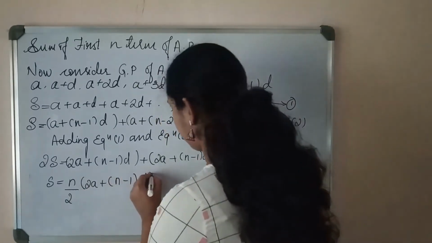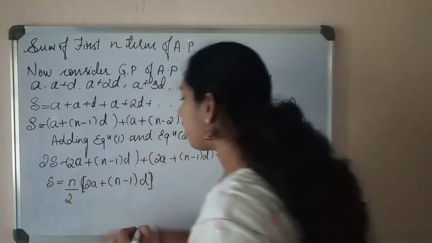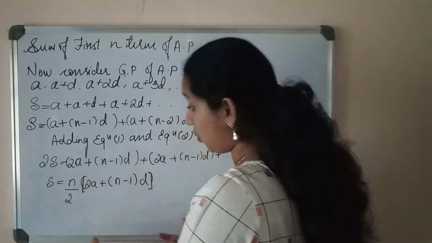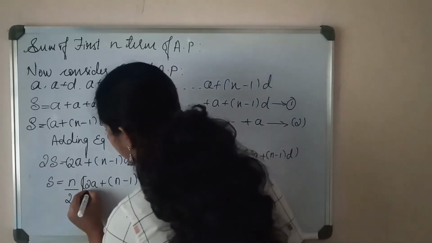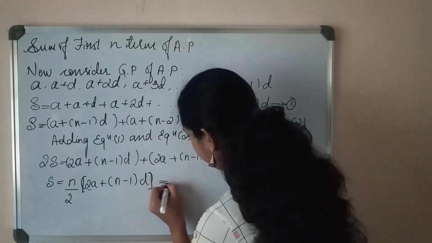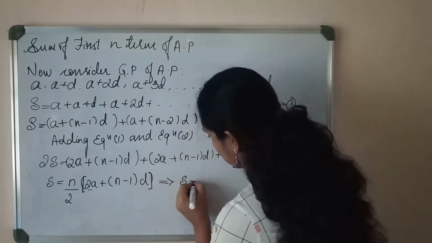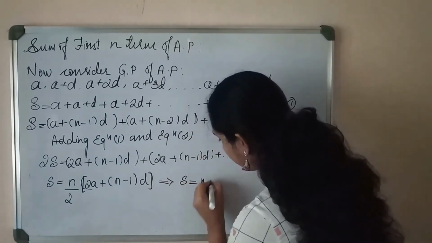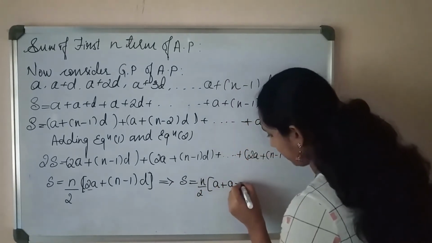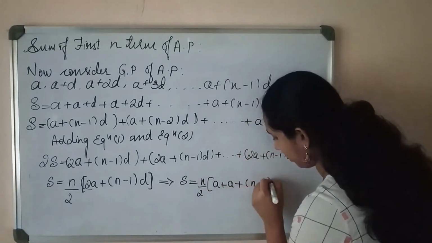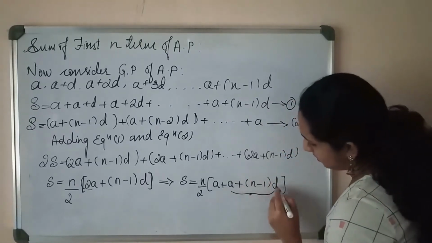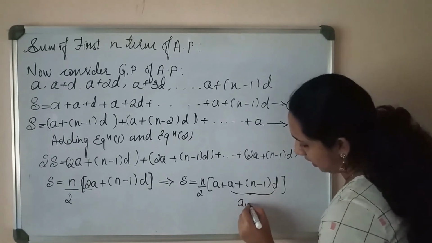It looks like, okay, I got the expression, but still it is lengthier. Let's reduce the equation size. Okay, what I do, I'm gonna split this term. Okay, what I'll get, I'll write it here. S is equals to n by 2 into a plus a plus n minus 1 into d. Okay, this term is nothing but an, correct?